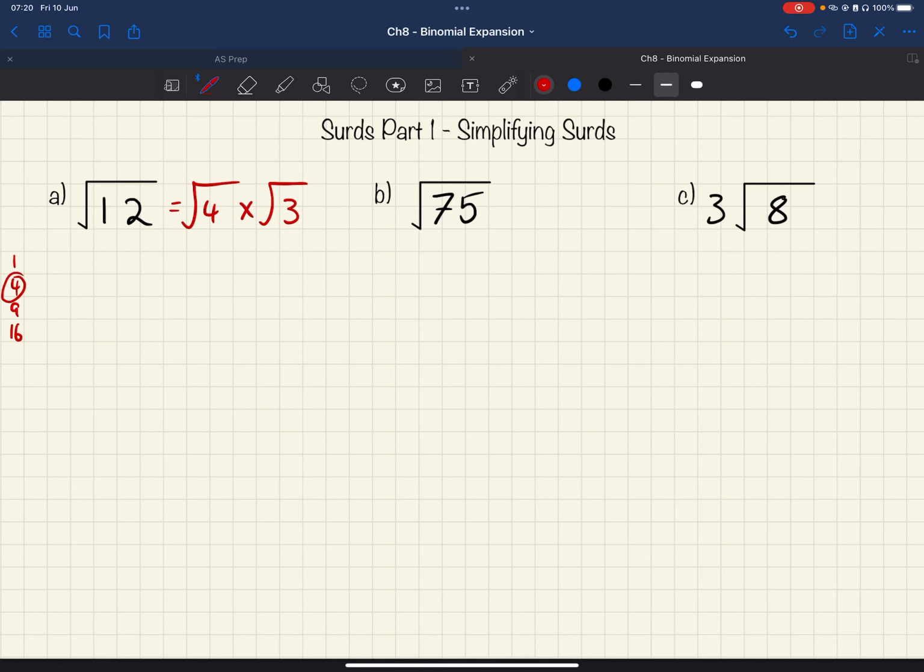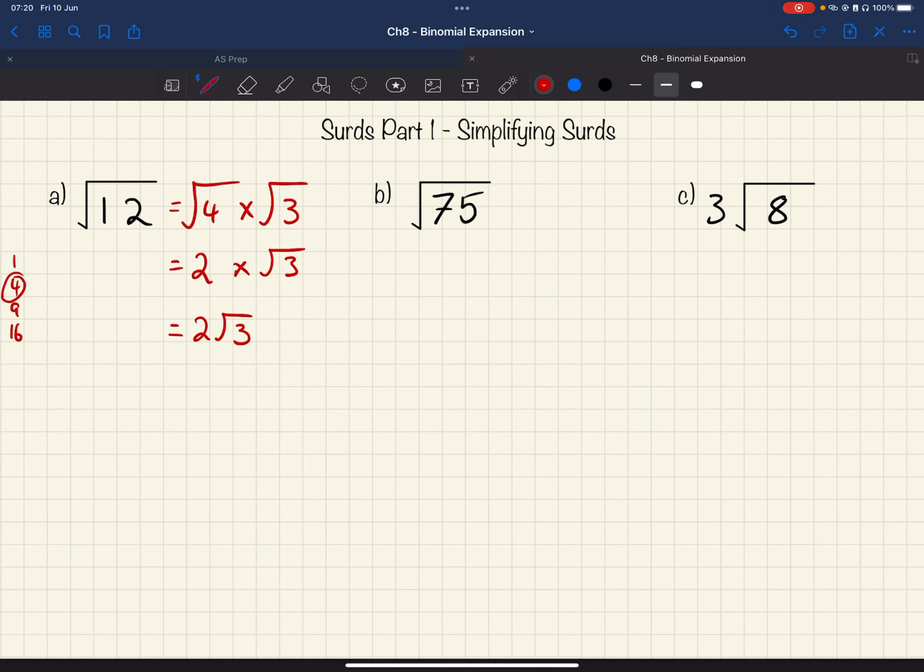From here, I look at root 4. Root 4 is equal to 2, so my answer is 2 times root 3. And similar to with algebra, instead of writing a multiplication sign, we just put the two terms together, so we get 2 root 3 like so.